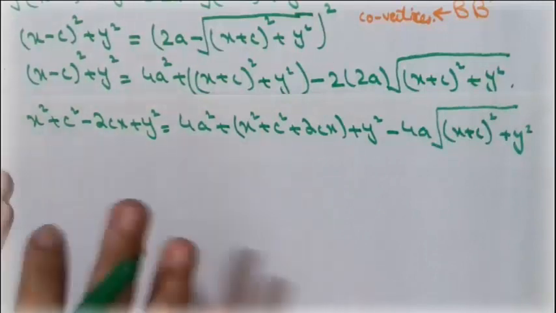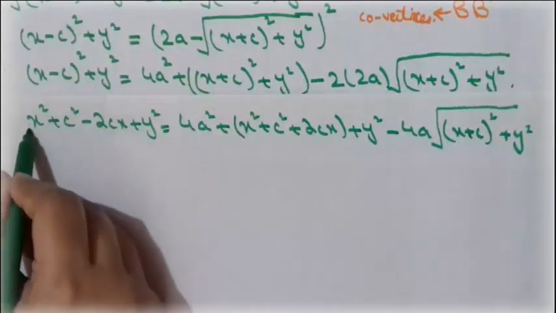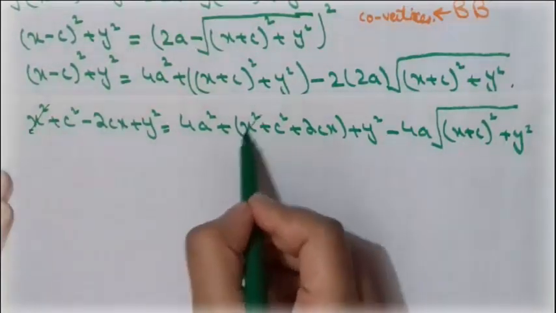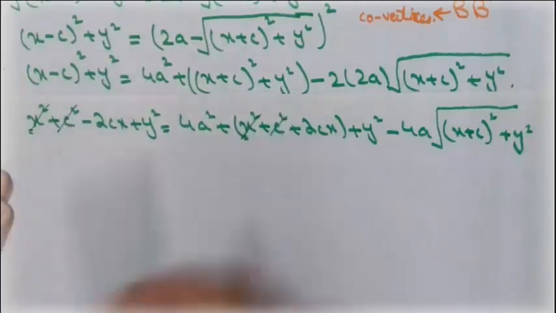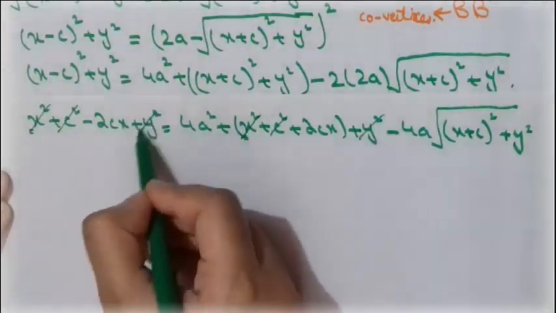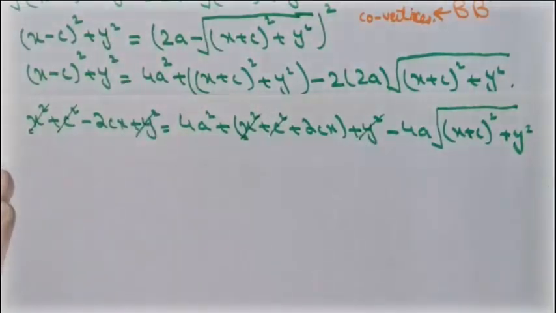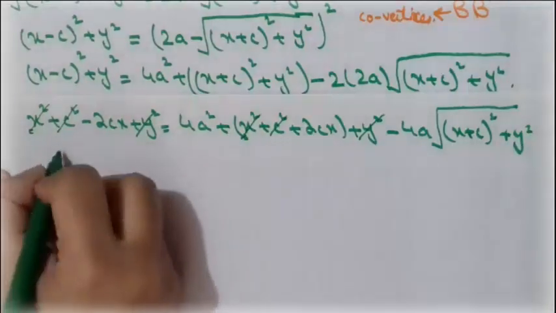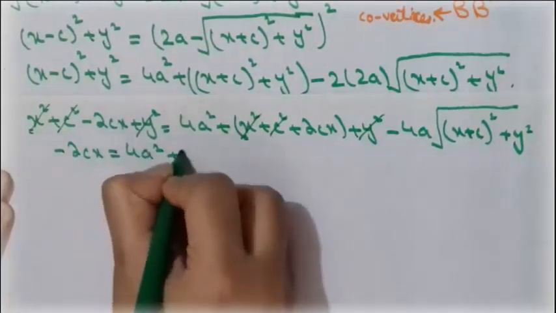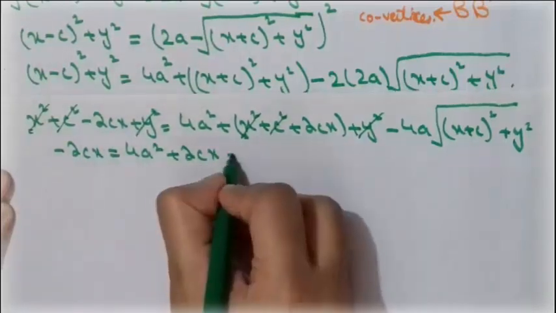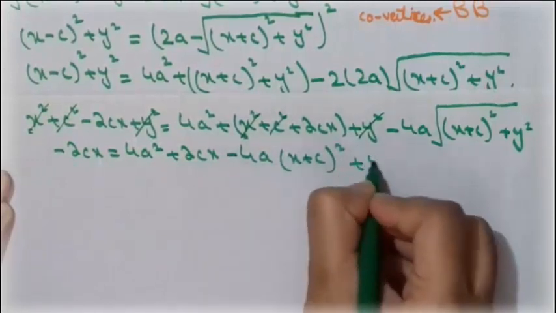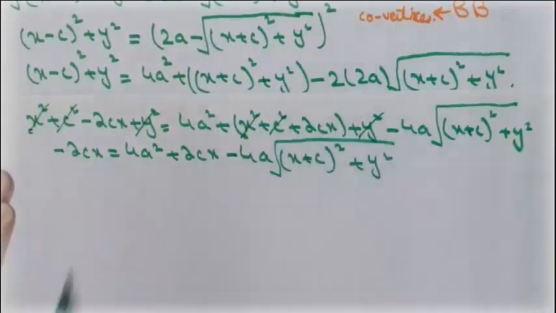So now it's time to solve it. As you see, this is positive x square and this is also positive x square, so these factors cancel out. In a similar way, this c square also cancels out with this factor, and this y square also cancels out in this step as well. So we are left with 2cx, which is equal to 4a square plus 2cx, and here is a minus 4ax plus c square plus y square, and this factor is in a radical sign.